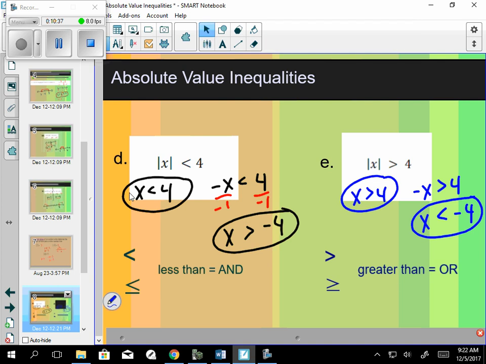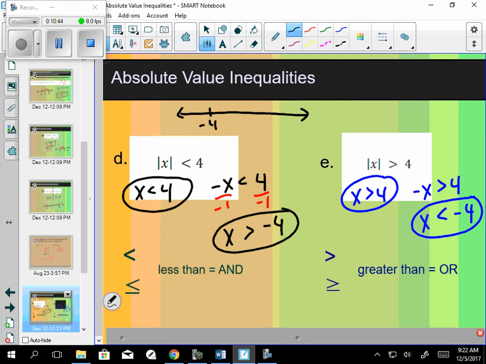If you were to graph these out, okay, this is kind of like one of those "and" ones because it's going to be anything less than 4, that would be going this way. This is greater than -4, that's that way, so that's anything in between. The second one is one of those "or" ones.